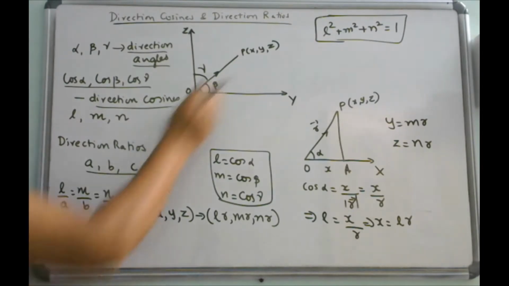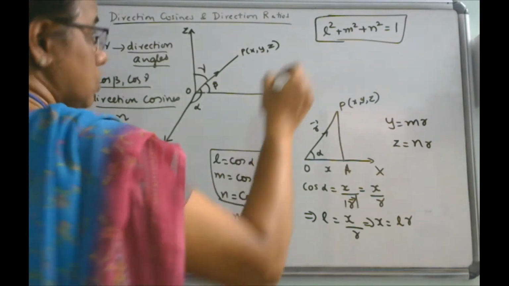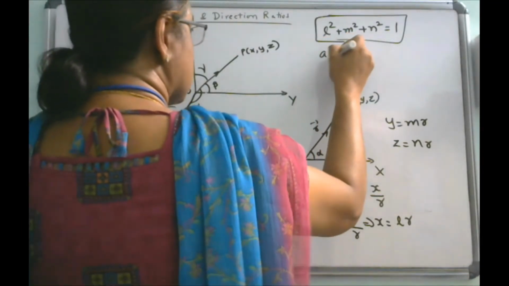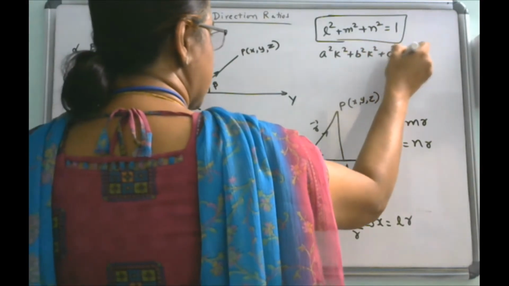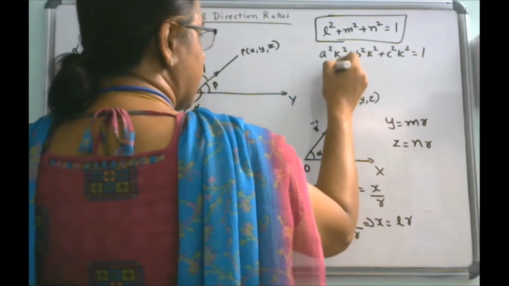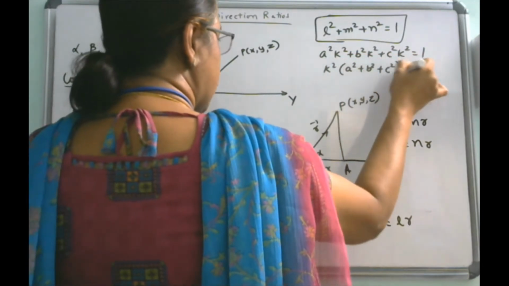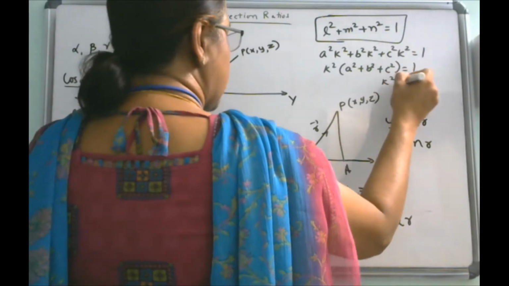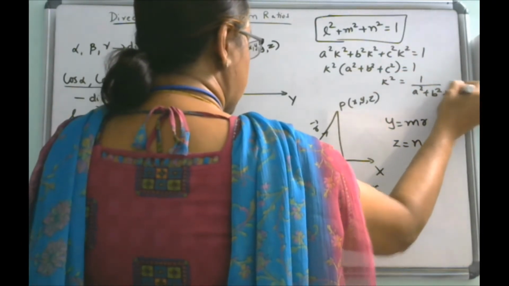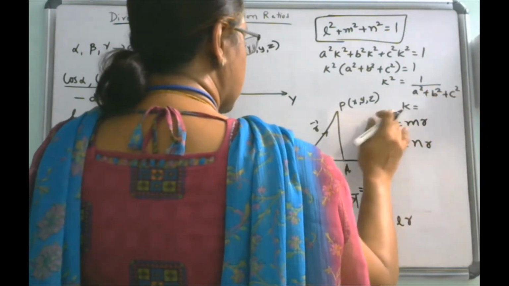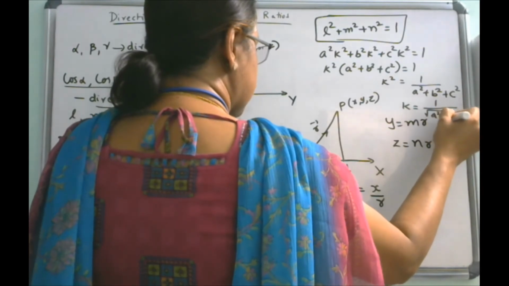Now we will substitute into l square plus m square plus n square equal to 1. So we get a square k square plus b square k square plus c square k square equal to 1, which is k square times (a square plus b square plus c square) equal to 1. So k square is equal to 1 by (a square plus b square plus c square), or k will be 1 by root of (a square plus b square plus c square).